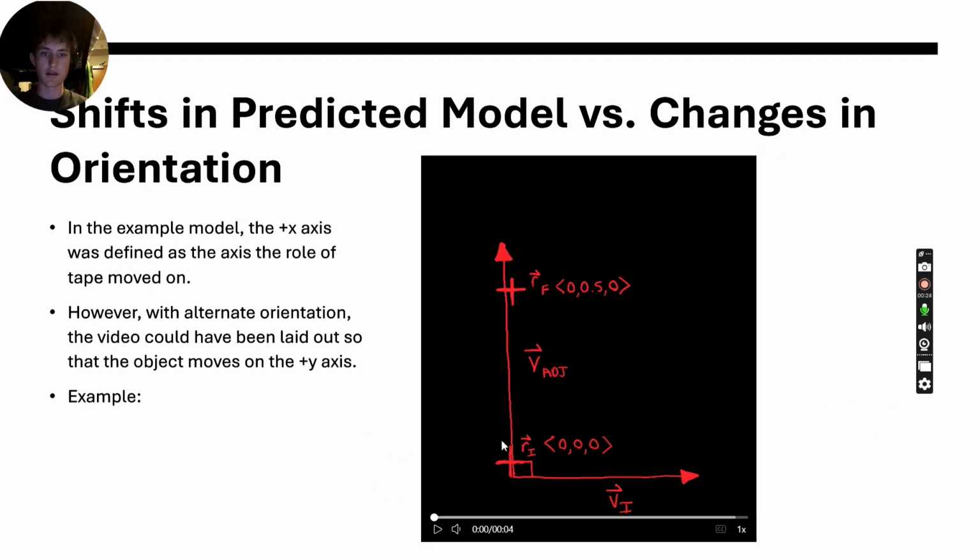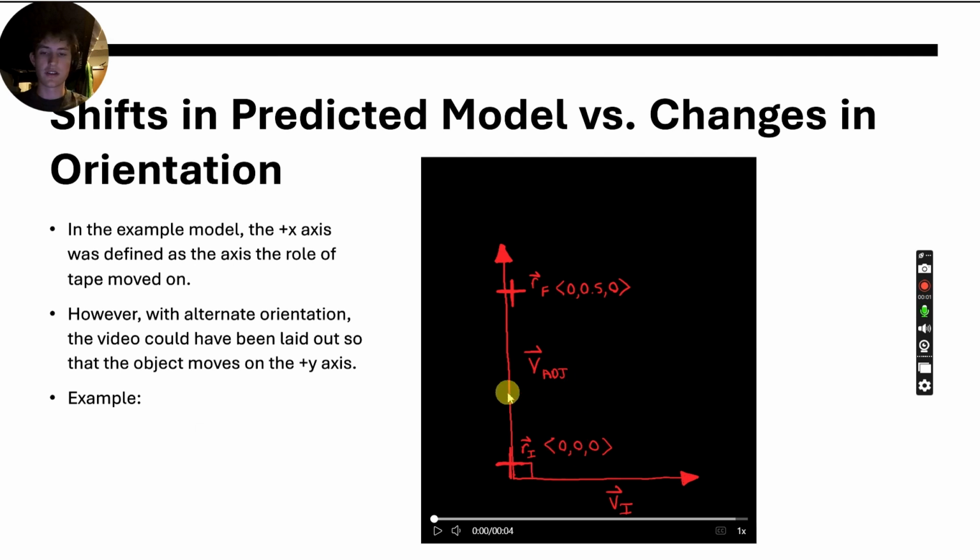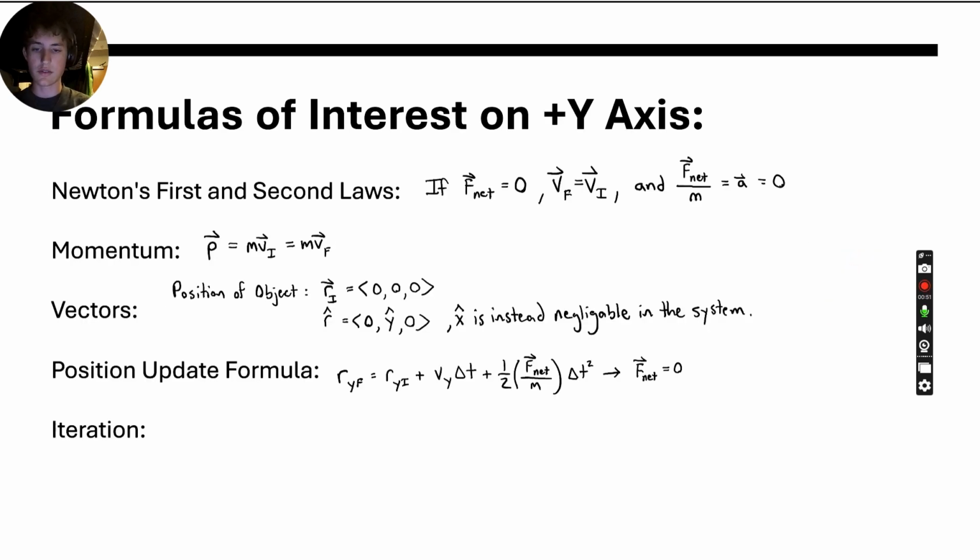As you can see, it's the same distance, same magnitude. The initial velocity is the same as the original velocity, just in a different direction, represented on the y-axis. A formula accordingly includes the initial position of the object in the y direction, the final position in the y direction, and the velocity in the y direction.